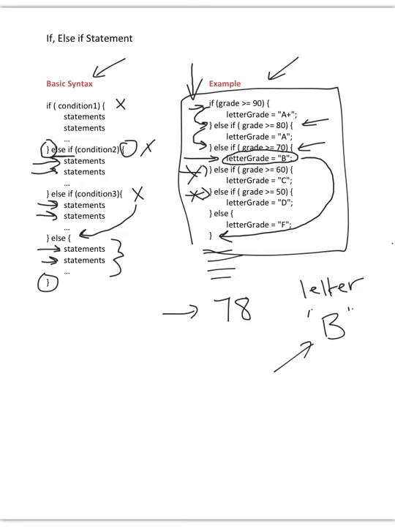And in that case, we have to be careful because if we put 50 at the top, it would check to see if the grade was greater than or equal to 50. It would be. It would assign the grade of D, and then it would jump to the end. So we really got to be careful about the order that you put your if, else if statements in to make sure that you're not skipping over content that actually might be true.